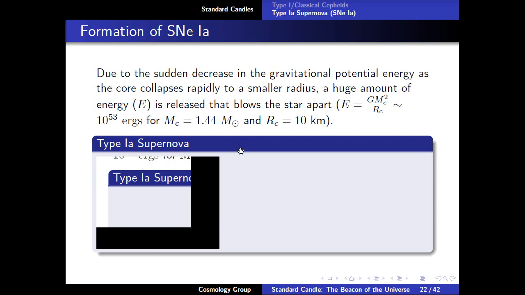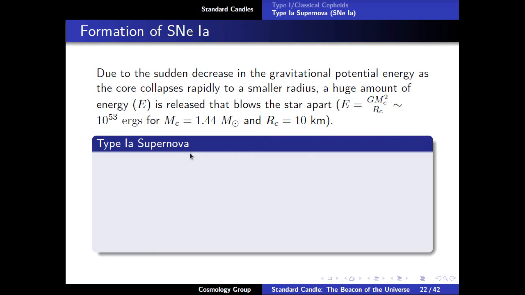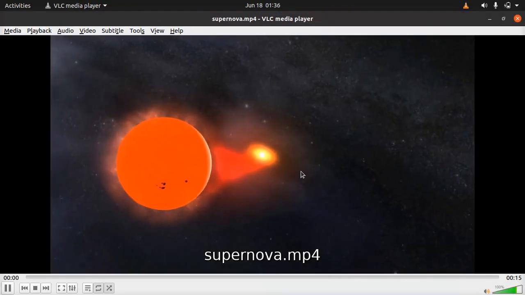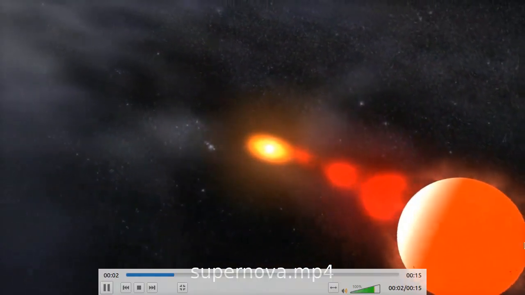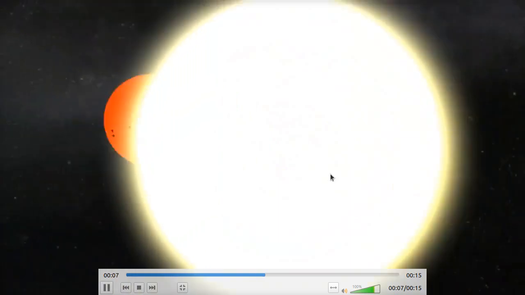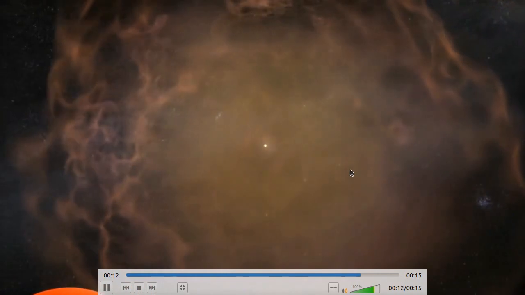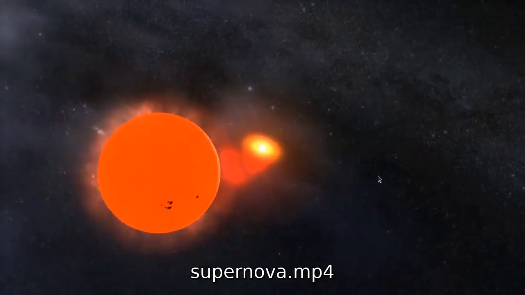Now I show the movie of the formation of a type 1a supernova from a binary system consisting of a white dwarf and a large companion star. This movie shows a white dwarf and a large companion star, and the white dwarf is accreting matter, and it becomes unstable and basically implodes as a type 1a supernova.